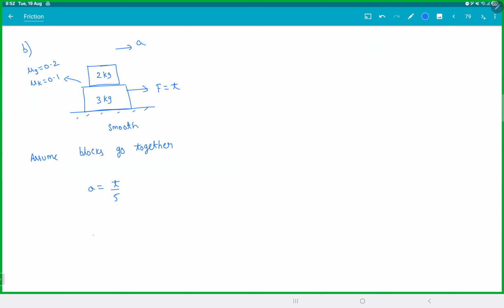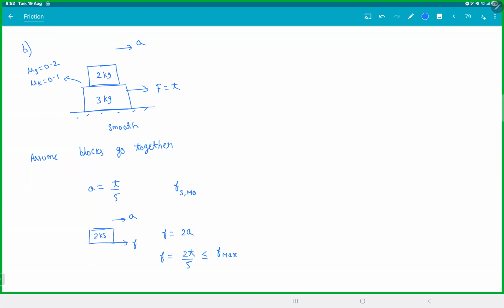Then choose any one block. I will choose the 2 kg block. The one who is moving it is the friction between them. So we get F is equal to 2a, which is 2t by 5. This must be less than or equal to F max, which was 10. Remember here F max is mu s into n.